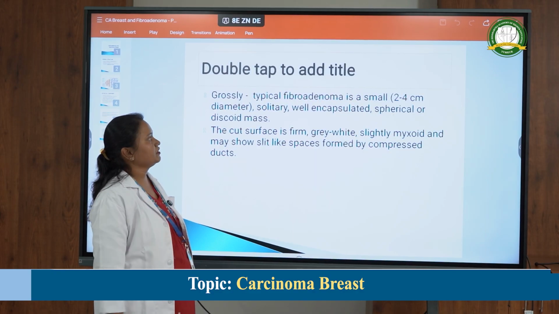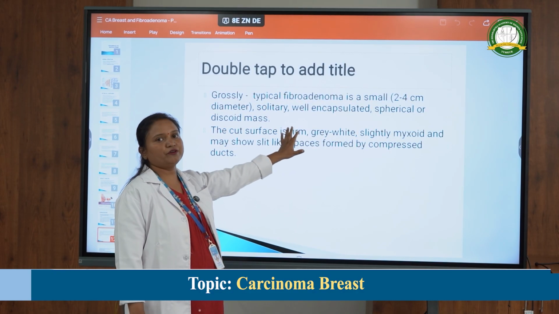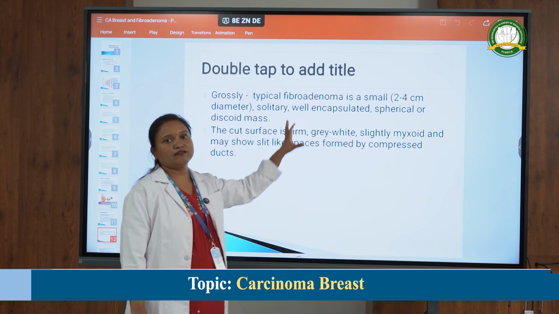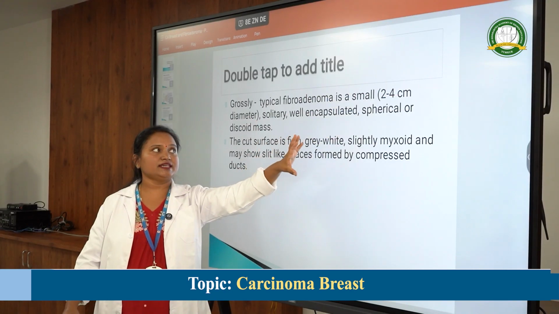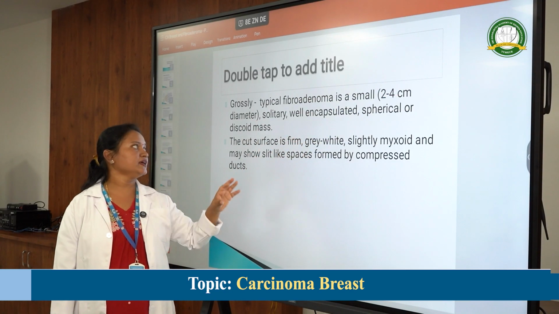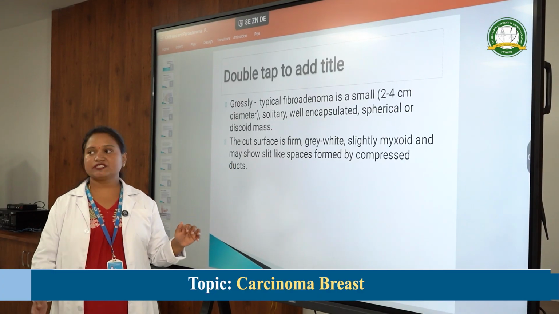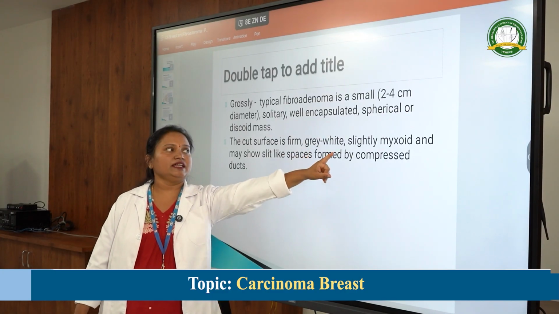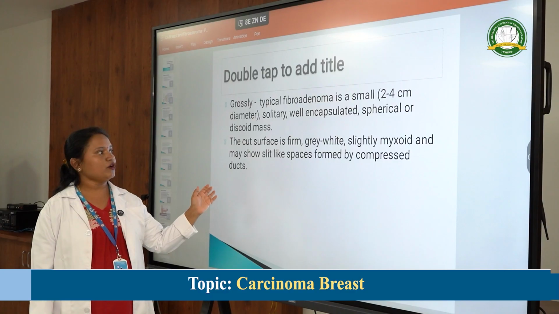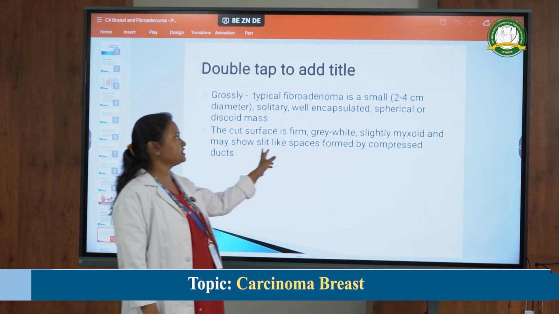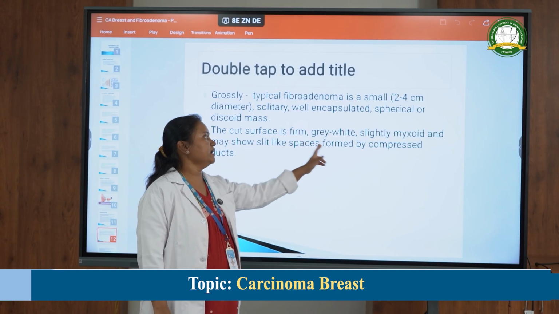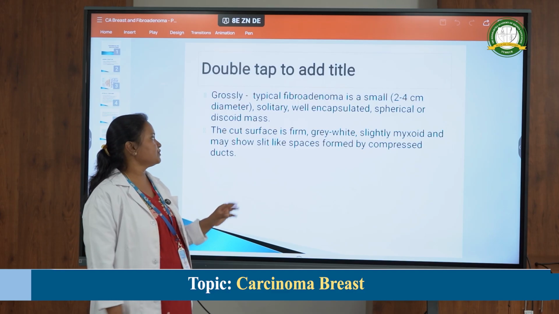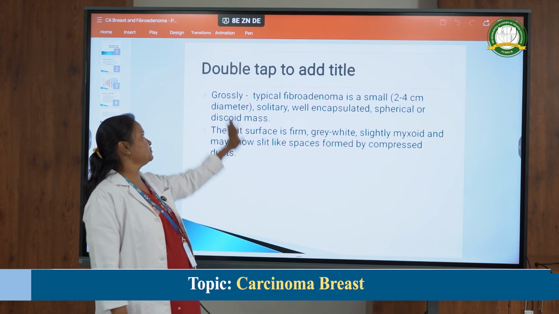Coming to the gross appearance, typically fibroadenoma is very small, 2 to 4 centimeter in diameter. It is solitary, meaning single, well circumscribed, and a spherical or discoid mass. On the cut surface, it is firm to touch, grey white in color, and slightly myxoid, and it also shows slit-like spaces, which are very characteristic of fibroadenoma. These slit-like spaces are formed by the compressed ducts. This is the characteristic feature of this breast tumor.